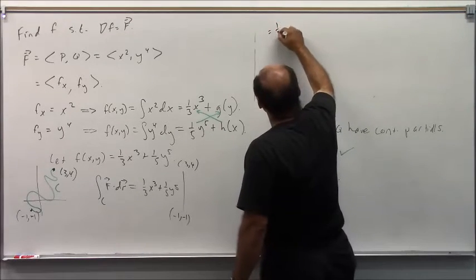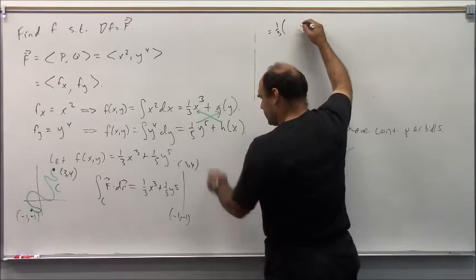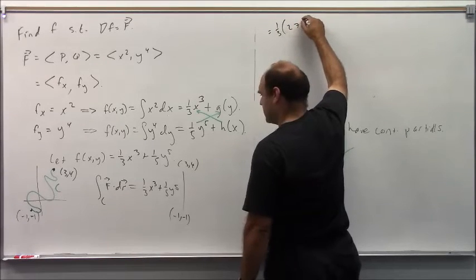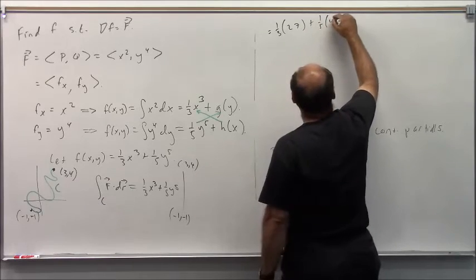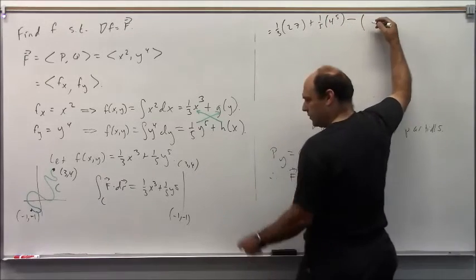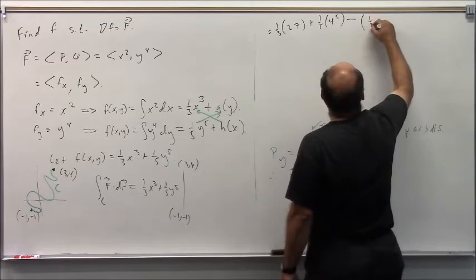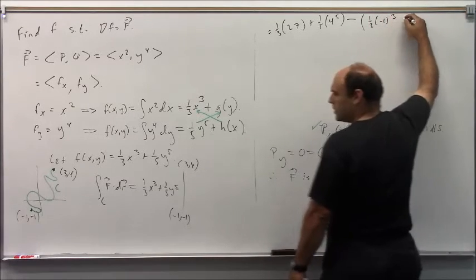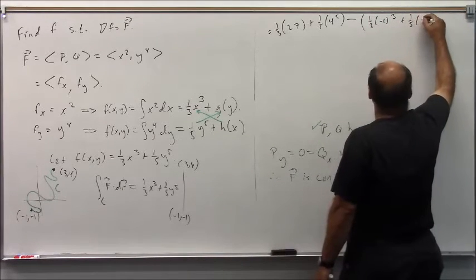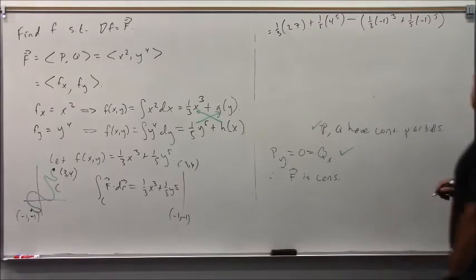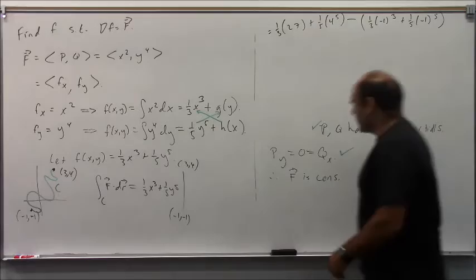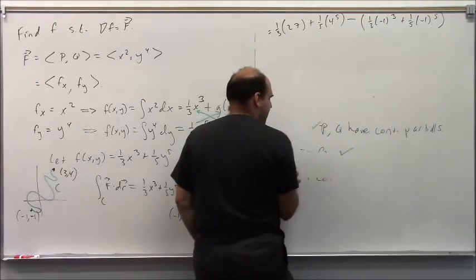This is 1/3 times x cubed, it's 27, plus 1/5 times y to the fifth, minus 1/3 times -1 cubed, plus 1/5 times -1 to the fifth. And that comes out to be some number. It's not going to be a terribly pleasant number. I'm just going to leave it at that.